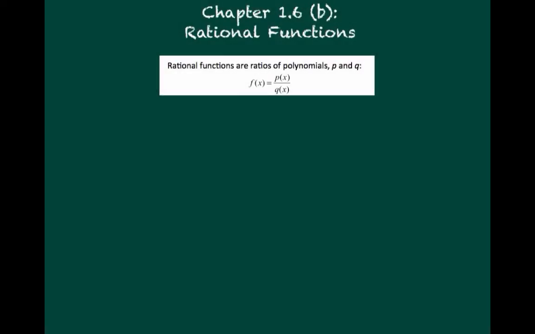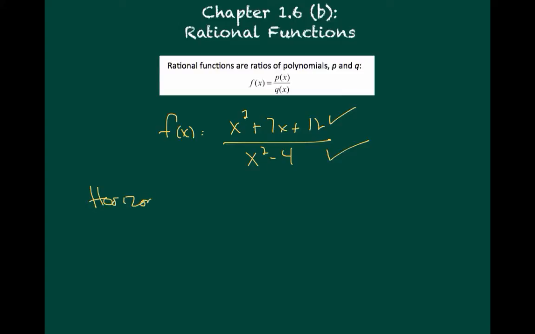Rational functions are just a ratio of polynomials. So we could have an example like f of x equals (x squared plus 7x plus 12) over (x squared minus 4). That would be a rational function because both the numerator and the denominator are polynomials. The reason we spend a lot of time talking about rational functions is that they're part of the library of functions, but also they bring up two important topics, horizontal asymptotes and vertical asymptotes. So let's define what those are.